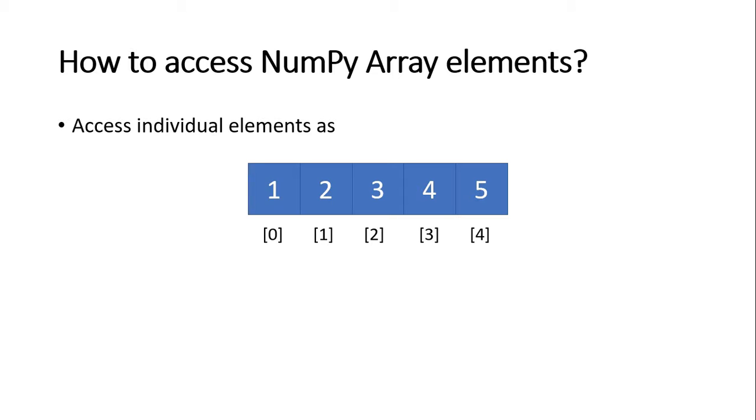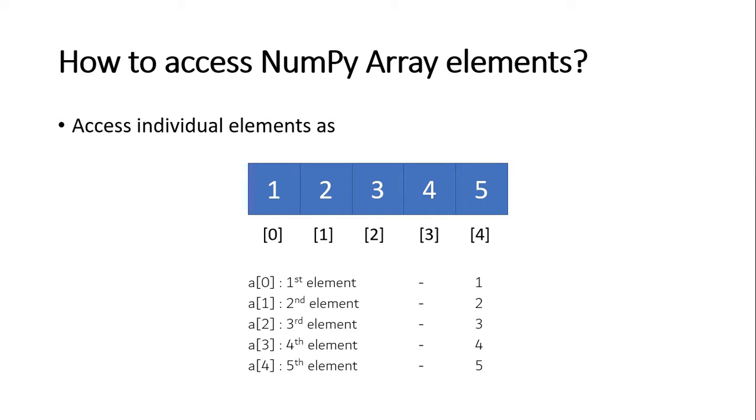How to access the NumPy array elements? Just now as I mentioned, all the elements in an array are stored sequentially in contiguous memory locations, and each and every element is identified with its index. So if I want to extract the first element, then I have to write a[0], which will extract the number 1. If I want to extract the second element, then I should write a[1], which will extract the value 2, and so on. You have to do the same thing for other elements also. Means if I want to access the fifth element, that is 5, then I have to write a[4].